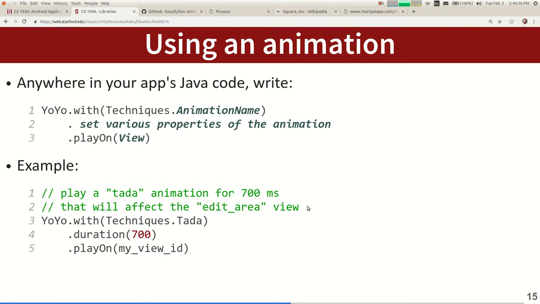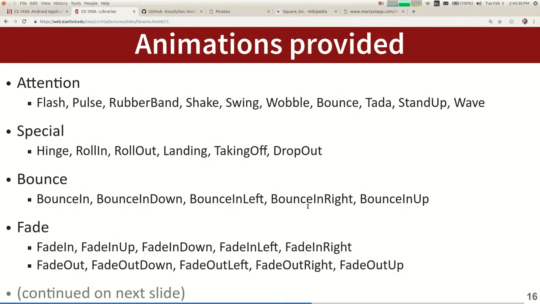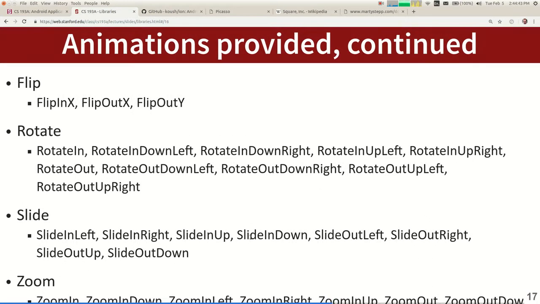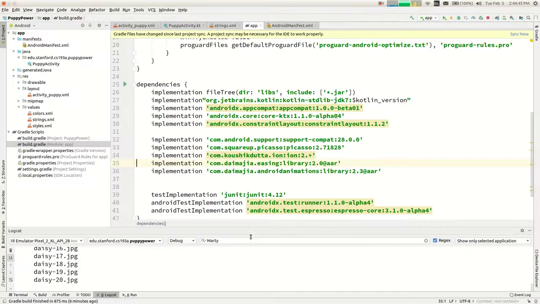So here's some of the different animations and options you can do, and go look at his webpage if you want to see a list of them all. You can flash and pulse and swing and shake and wobble and bounce and wave, and you can bounce up and left and right and down, and you can fade and all these different things, and here you go. You can rotate and slide and zoom. Let's just do one. They're all as good as each other. So you do something like, I have to sync my thing.